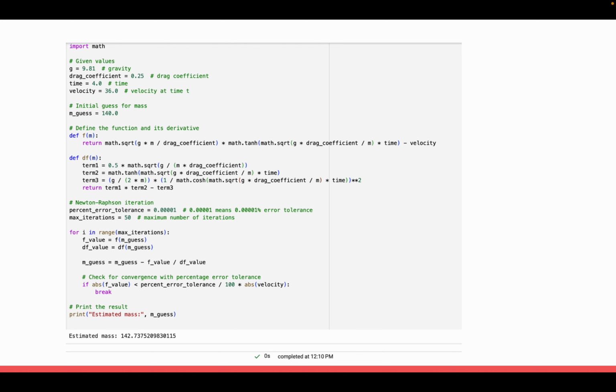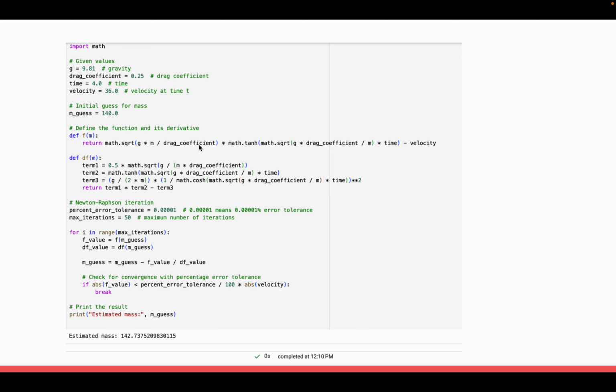It did take me a bit to figure out how to manipulate this equation into Google Colab, but after some finagling, I got it. So for starters, I defined all of our variables: the gravity, our drag coefficient, the free falling in 4 seconds, the velocity at 36 meters per second, all up here. The book used an initial guess of 140 for the bungee jumper's weight, which I thought was really a good guess since the answer is 142. I tried it with 1 kilogram and 2 kilogram for guesses, and they still did converge to 140. So that didn't have as big of an impact as I thought.